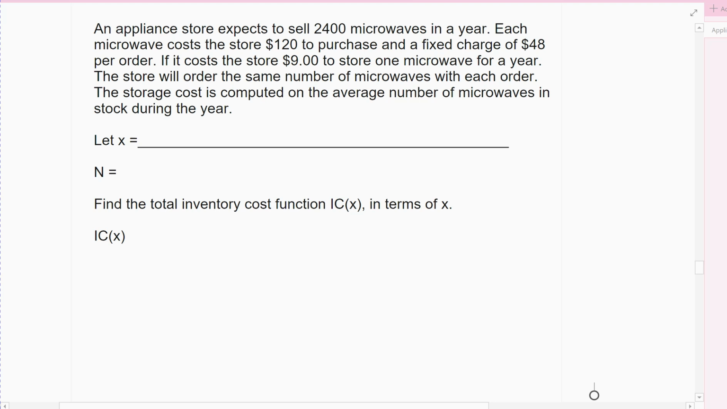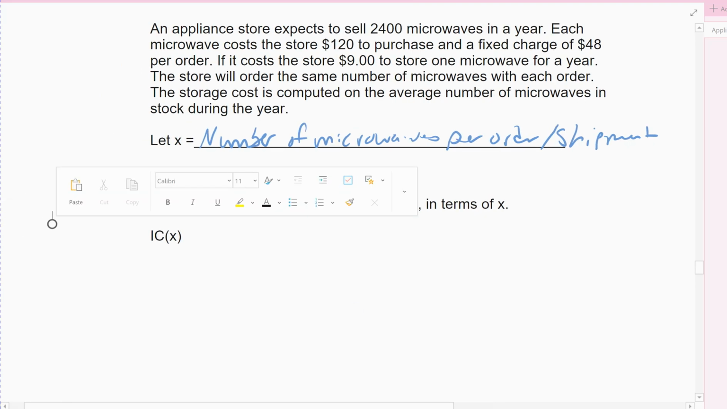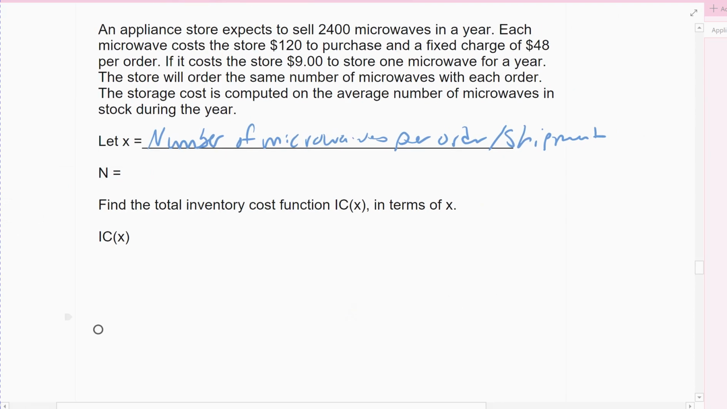All right, so the setup. First of all, the X value is always the number of items per order, per shipment. In this case, X is the variable for the number of microwaves per order or shipment. They're not going to get them all at once, although they could, but that wouldn't probably be their optimum value. N is your total for the year. You're going to order a little bit at a time, but their total would meet their demand of 2,400 microwaves.